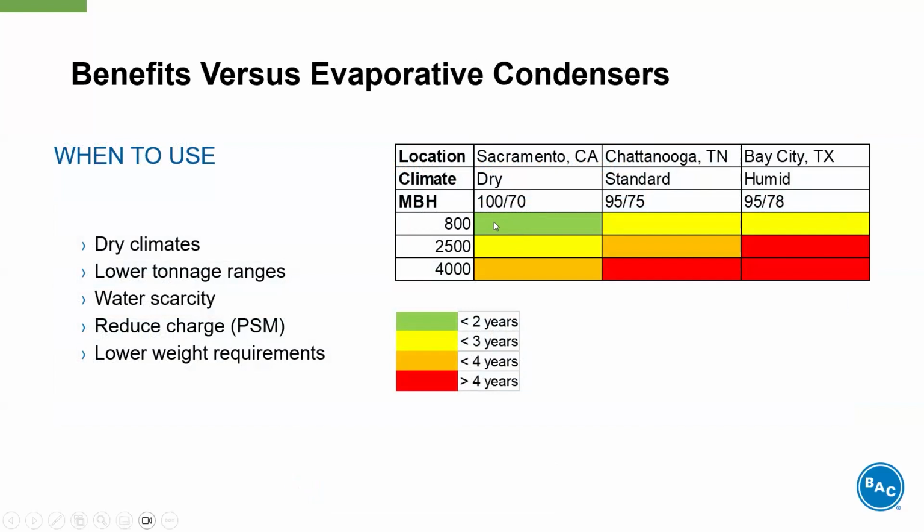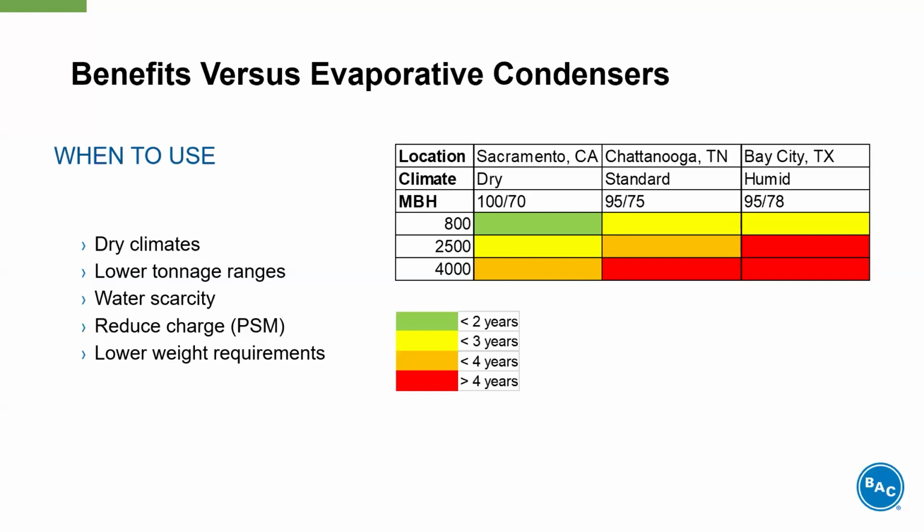ranges. With evaporative cooling, we're getting much more heat rejection out of a smaller piece of equipment. So larger systems, larger capacities are going to lend themselves more to an evaporative product. But other considerations that might lead you away from evaporative to adiabatic might be local water scarcity or local codes or restrictions on water use.